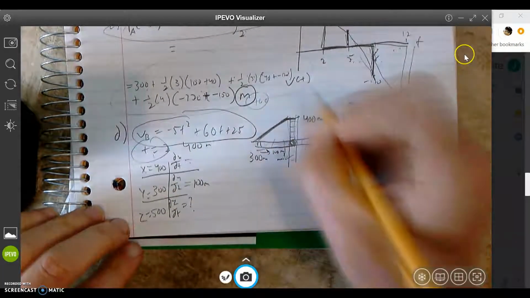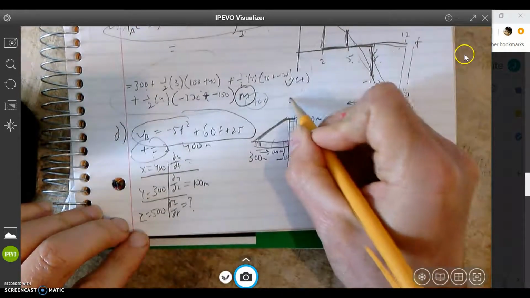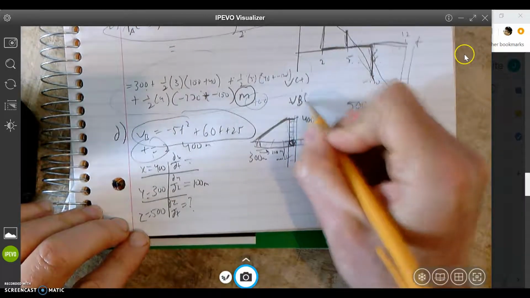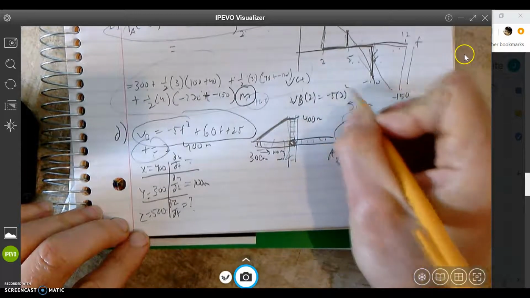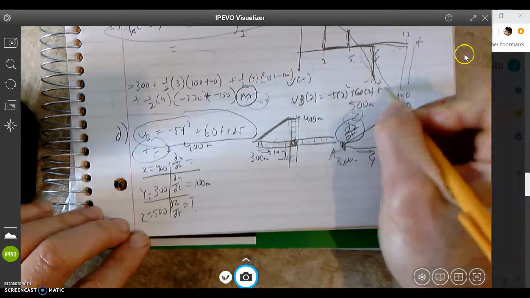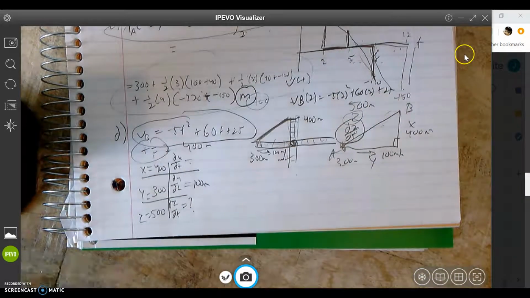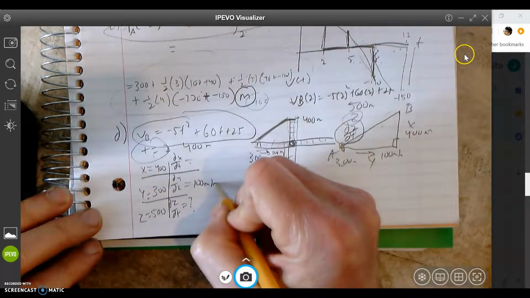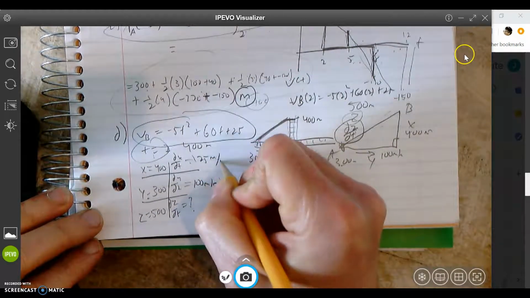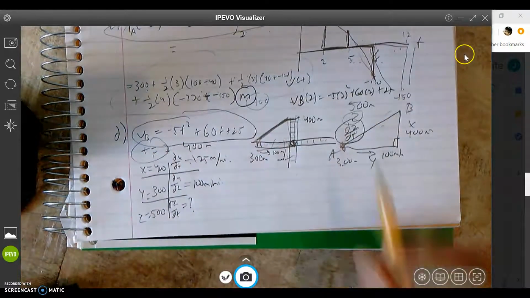So V of B at 2 is negative 5 times 2 squared plus 60 times 2 plus 25. Sorry, I'm scrunching a little bit, but we have to do it. So let's do it in our head. So we have negative 5 times 4 plus 60 times 2 plus 25 is 125. So 125 meters per minute. Boom.